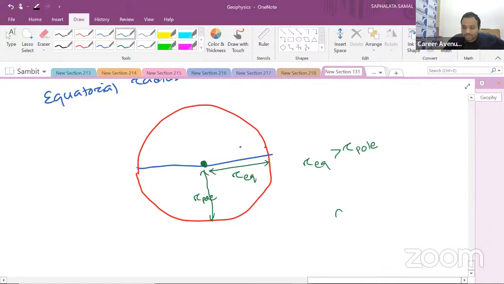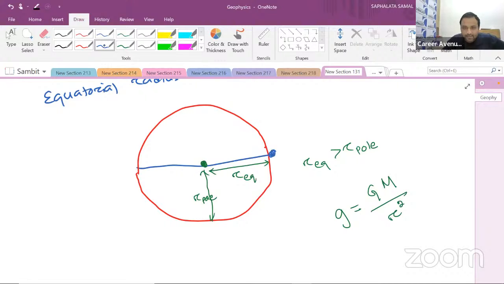The equation for g was how much? Capital G M by R square. So if an object is over here, and another object over here, the two objects will experience different acceleration due to gravity, or g. Why? Because the distances are different.